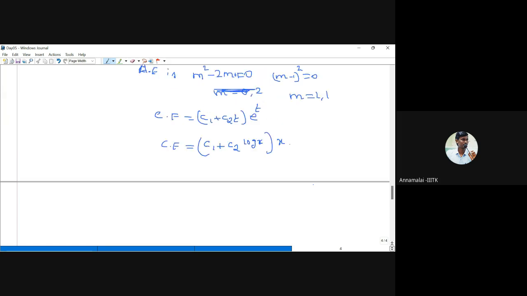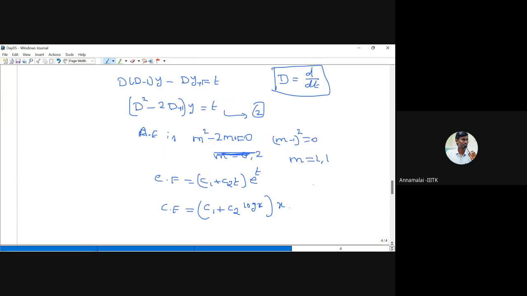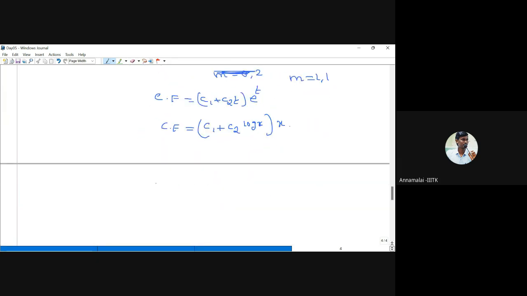Now, what is the particular solution for equation number 2? So the particular integral of 2 is 1 by f of D into t. But what is f of D?